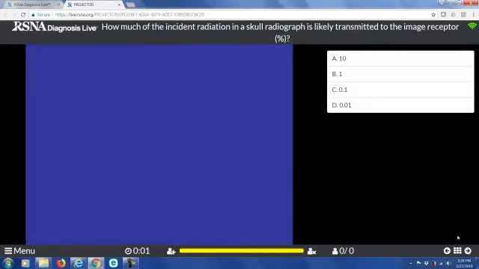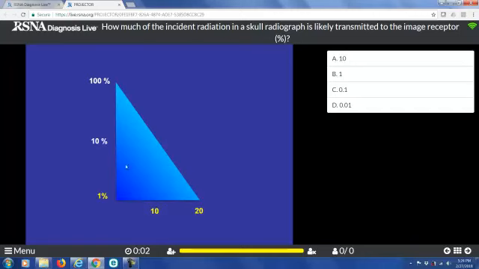Question number 1. How much of the incident radiation in a skull radiograph is likely transmitted to the image receptor as a percentage? Obviously, you start with 100% incident on the patient. You should pause your video, your MP4 file, until you are ready with the answer.